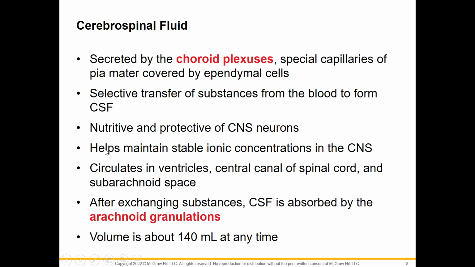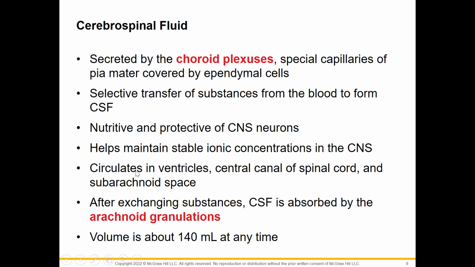The cerebrospinal fluid, I'll call it CSF from now on, helps to maintain a stable ionic concentration in the CNS. So you have these ions: magnesium, calcium, potassium, sodium. You have all of these ions that are needed by the cells of the central nervous system. And some of those ions will be located in the CSF so that the cells can use it whenever they need it to function or to maintain that balance.